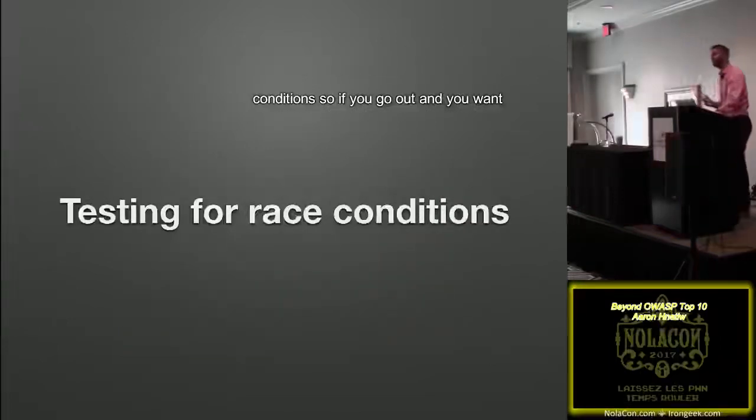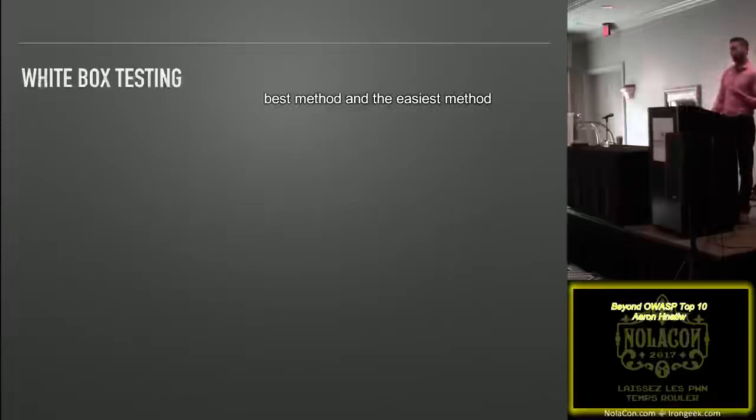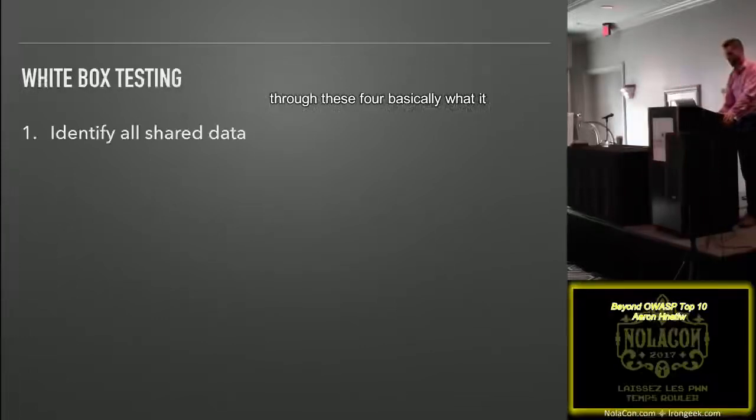So how do you actually test for race conditions? If you want to look to see where these race conditions, these vulnerabilities are present in your code, especially in web applications, how do you do it? Well, the best and easiest method is white box testing, which means you have access to the source code. So I'm going to go through these 4.